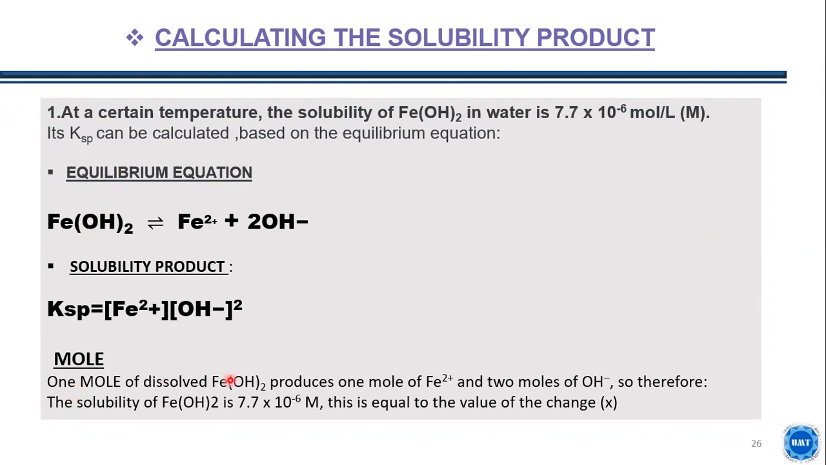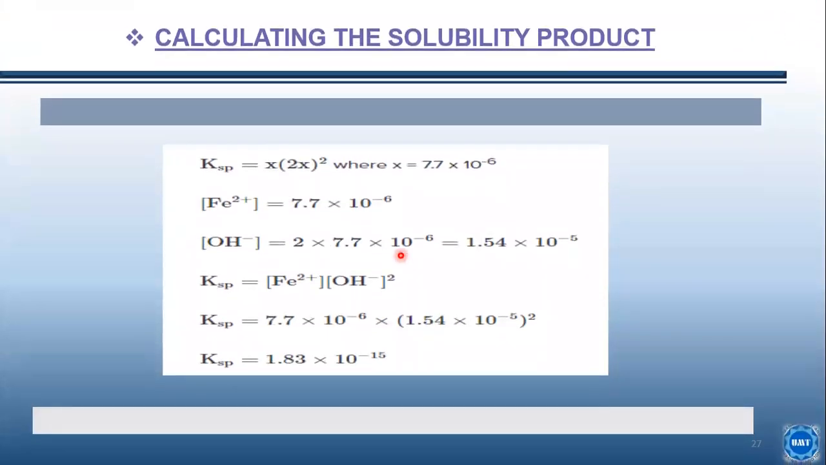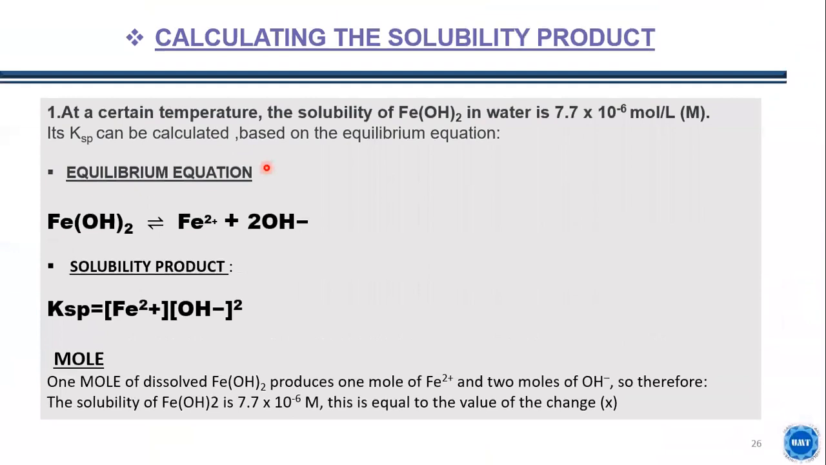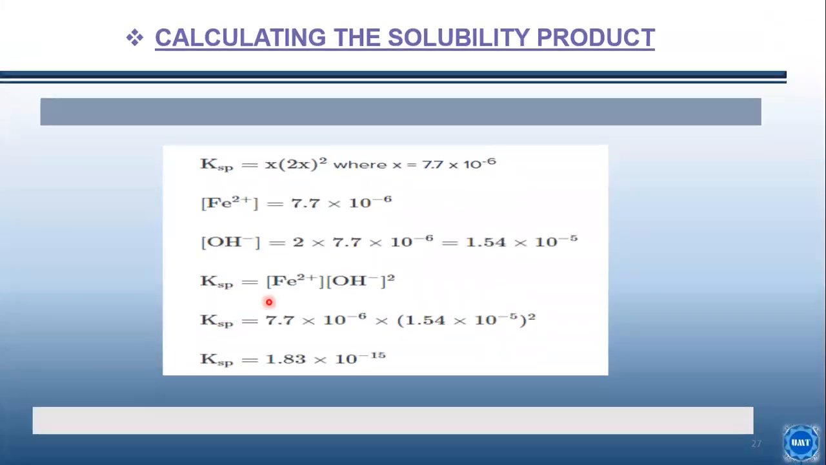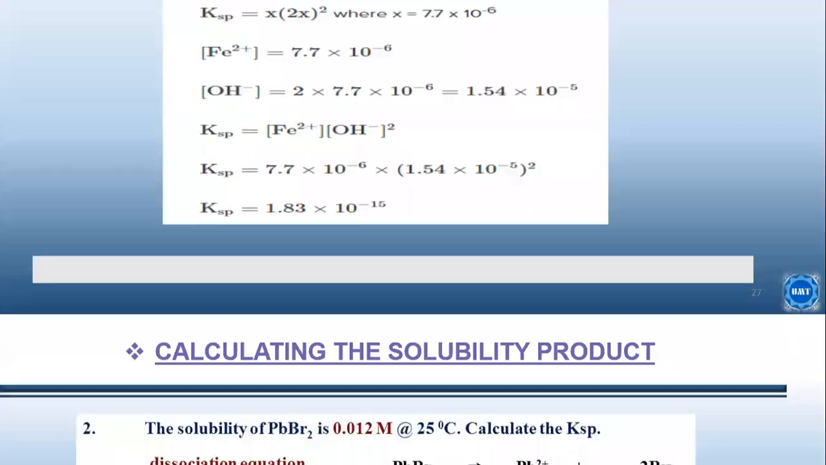Then 1 mole of the dissolved ferrous compound produces 1 mole of ferrous ions and 2 moles of hydroxide ions. Therefore, the solubility of the ferrous compound is this, which is equal to the value of the change, x. The next step is that here we will replace the ions, cation and anion, with x. So with 2 moles of anion and 1 mole of cation, we replace them with x and 2x squared. When we put the value of x in it, we will get this, and afterwards we will get our solubility product constant.